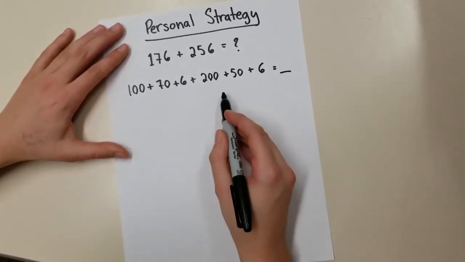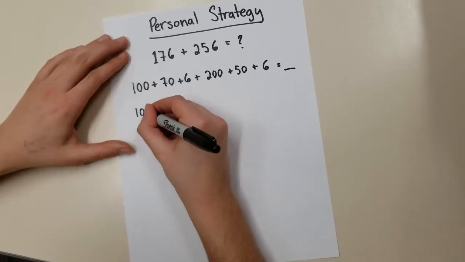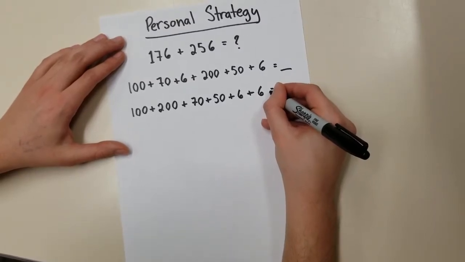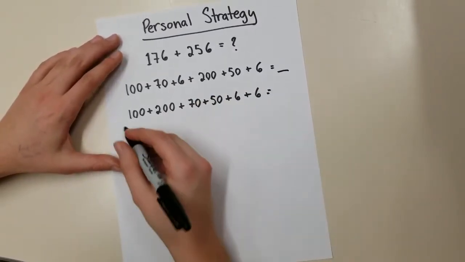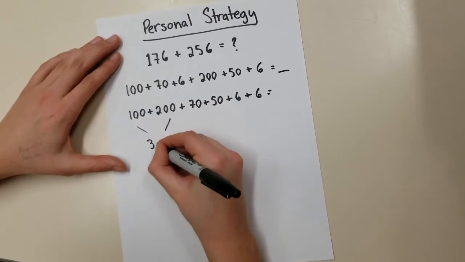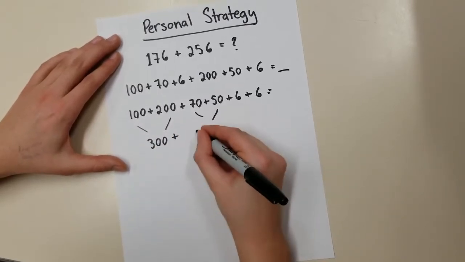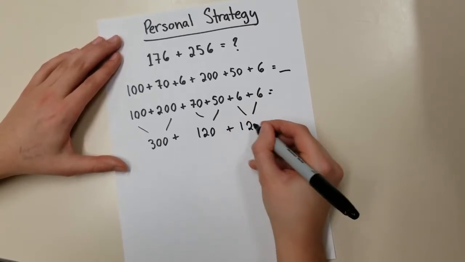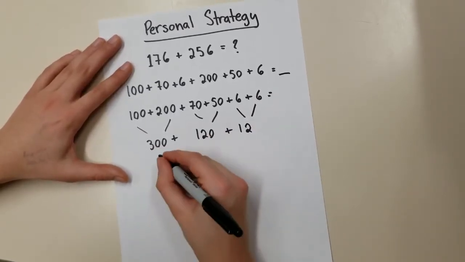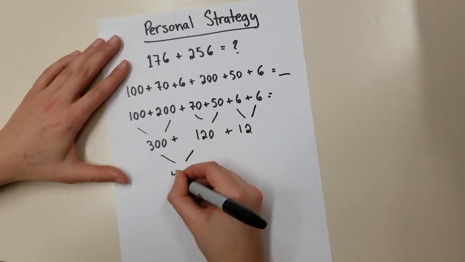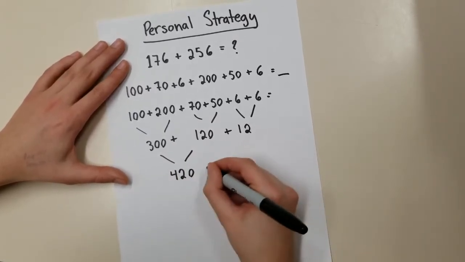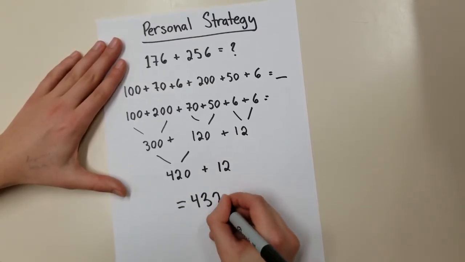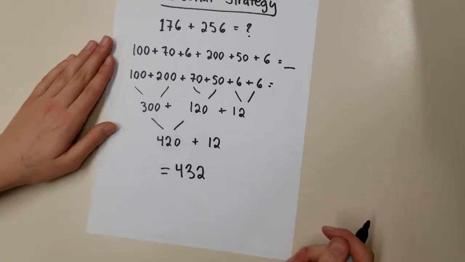To make this a little easier, I'm going to rearrange it. Now I can look at this, and these are basic facts that I know. 100 plus 200 is 300, 70 plus 50 is 120, and 6 plus 6 is 12. So now I can add 300 plus 120. I know that that is 420. And I can add on 12 at the end, and so my total answer is 432. And that is a way that you can do it in your head.